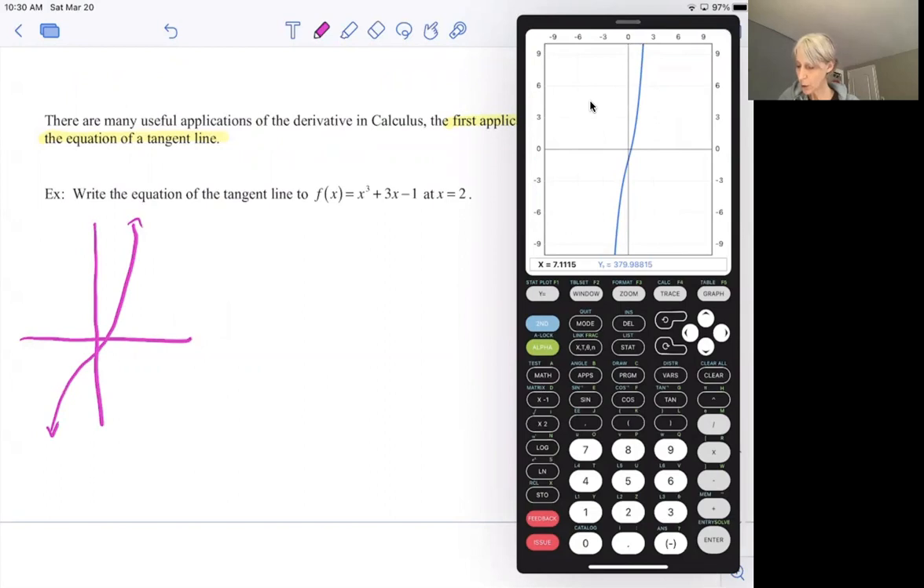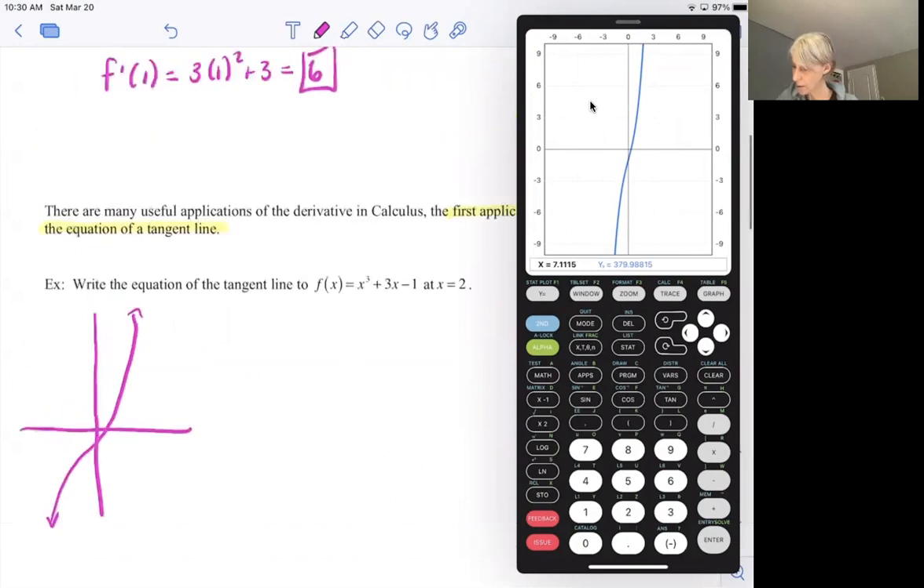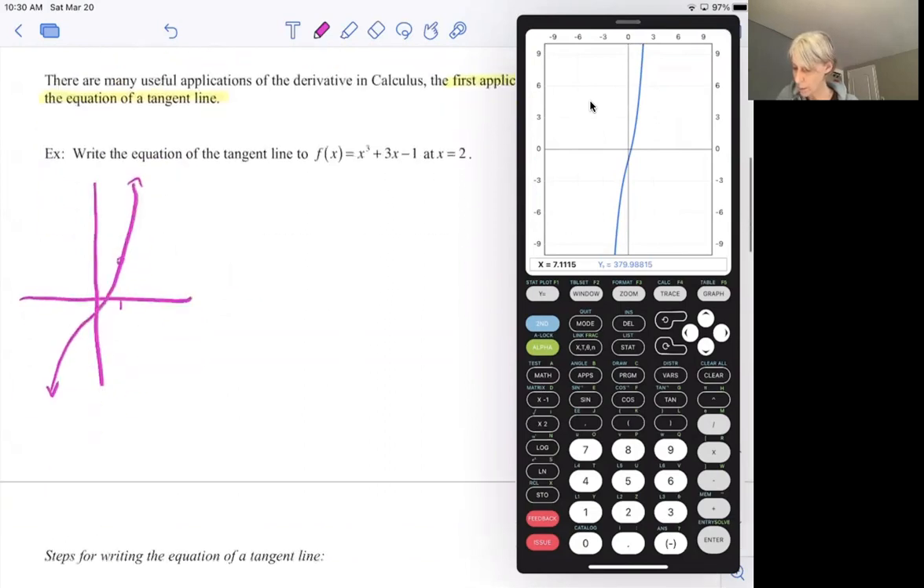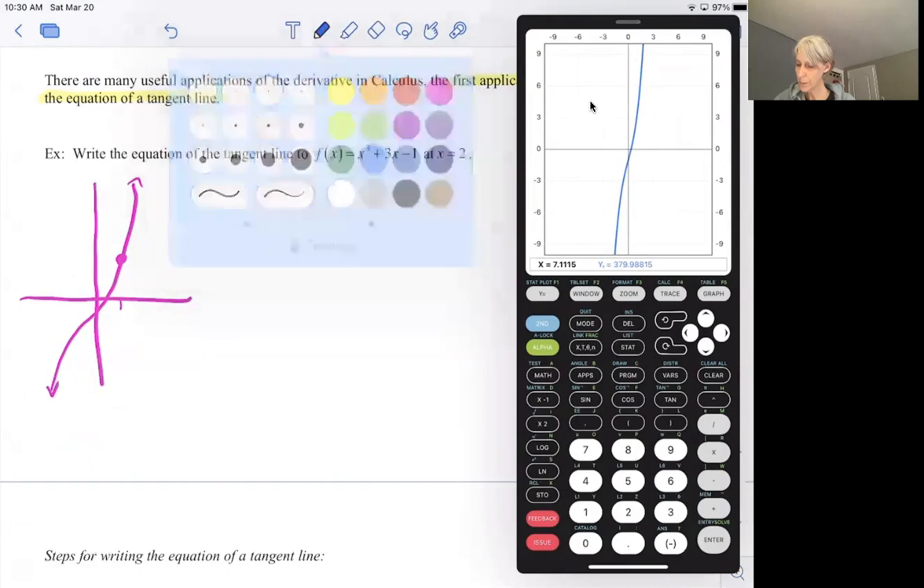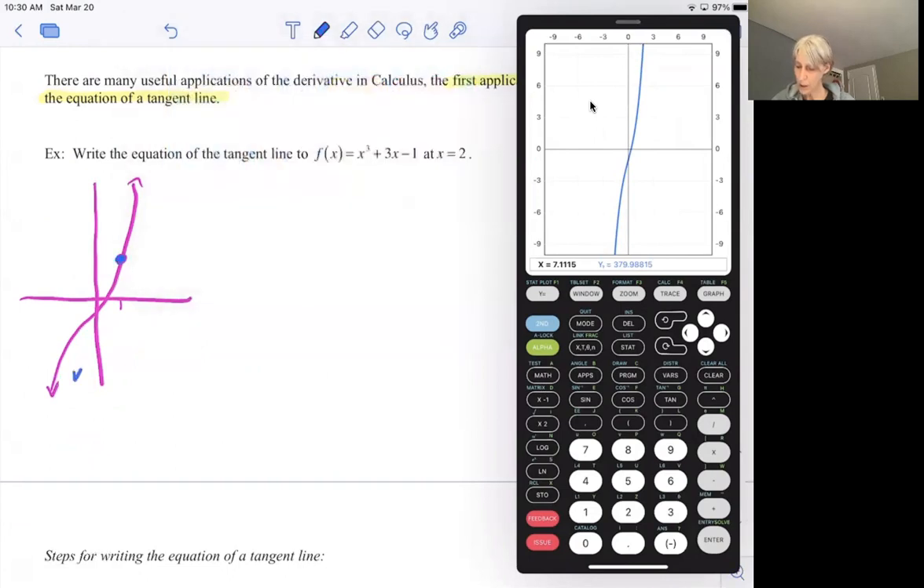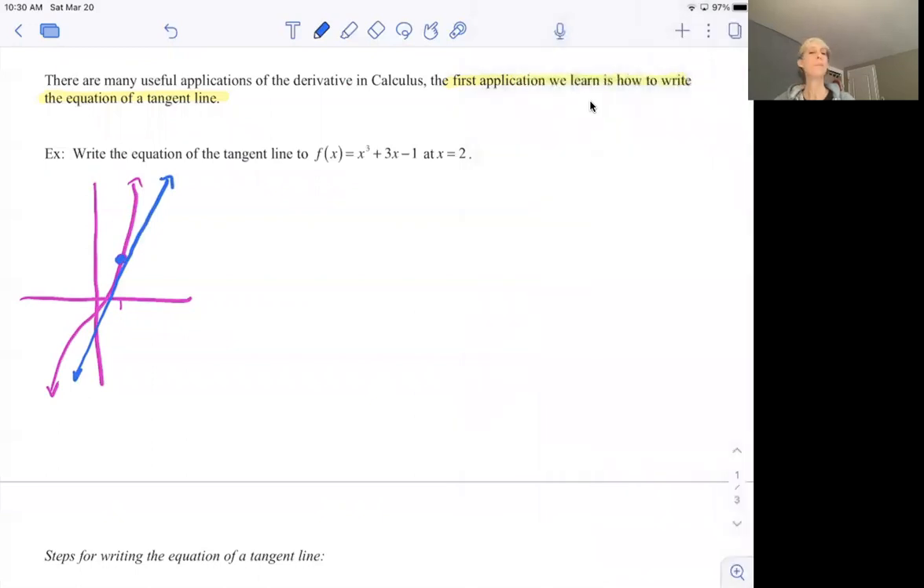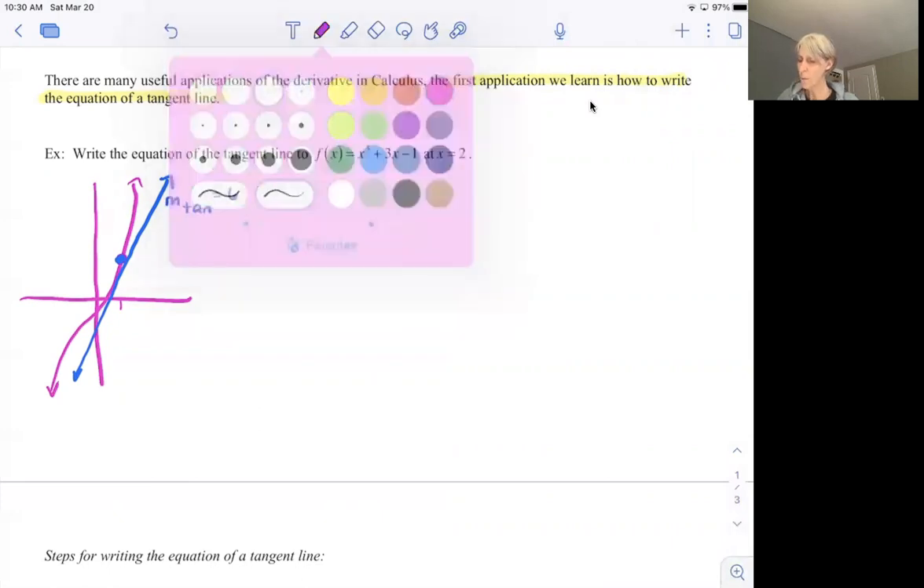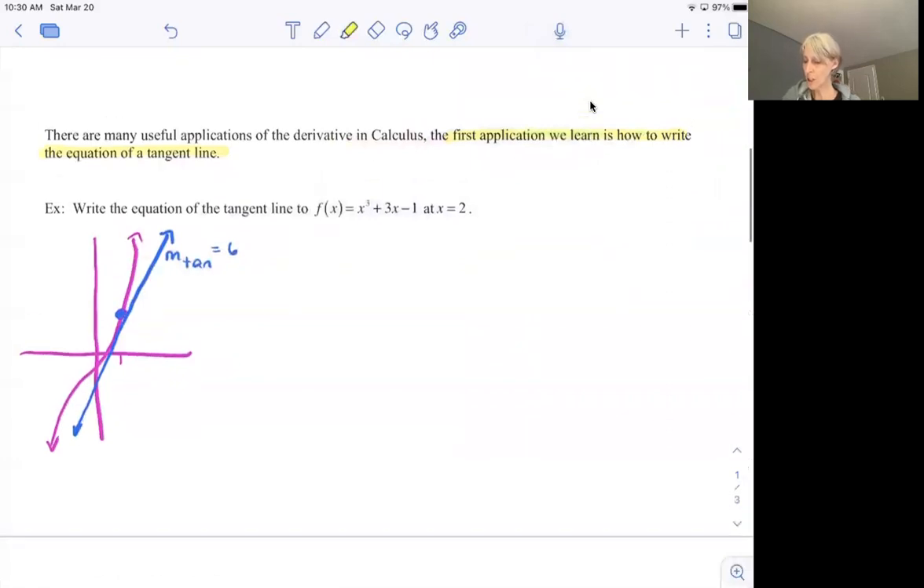We're writing the equation of the tangent line when x is 1. So our point's going to be somewhere here. We're going to figure that out in a minute. Basically, what we just did was we found the slope of that line. The slope of this tangent line is equal to 6. But we want to write the equation of the tangent line.